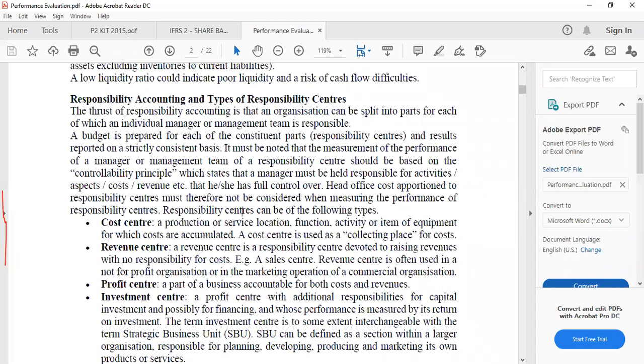But the profit center doesn't carry out investment activities. They can't invest in current assets. They can't do long-term investment. They only generate revenue and what? Incur costs. But for the investment center, the only difference is that they can embark on capital investment decisions. For the profit center, they only generate revenue and incur costs. That is the difference between them. So maybe in the exam, they can ask you the difference between profit center and investment center. All right.